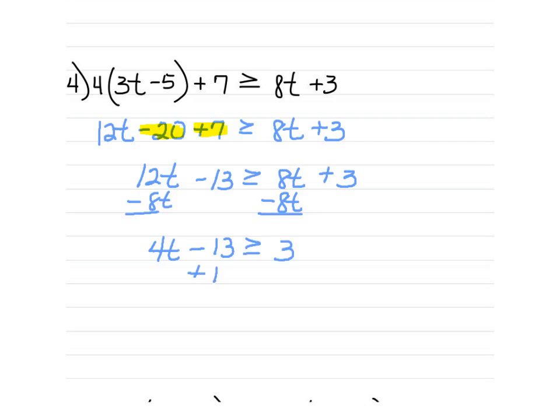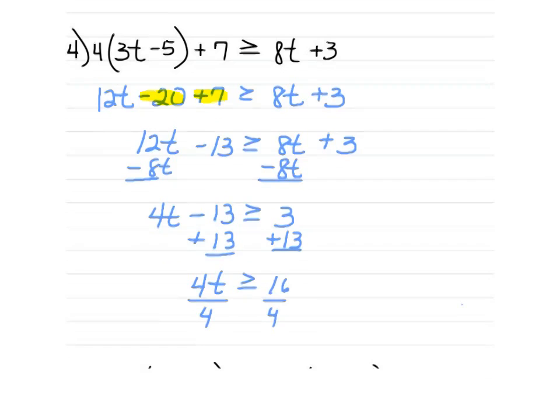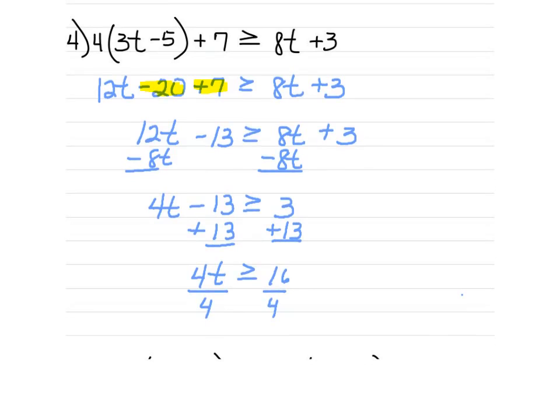Let's add 13 on both sides. I have 4t is greater than or equal to 16. And as I divide by positive 4 on both sides, I don't have to worry about flipping my inequality because I'm dividing by a positive. t is greater than or equal to 4. And that's my solution.